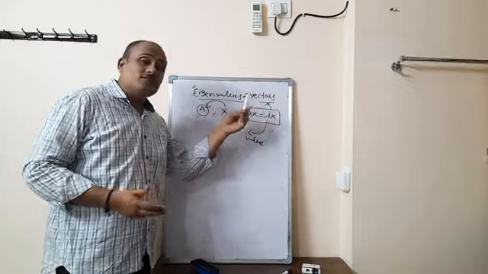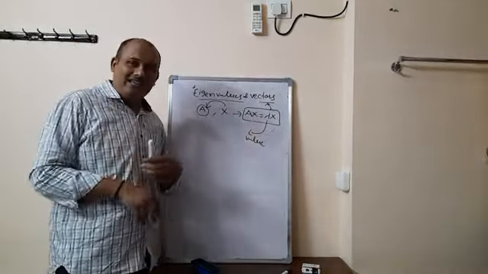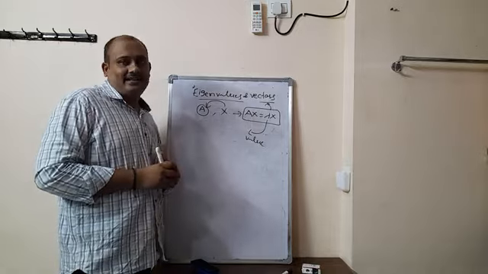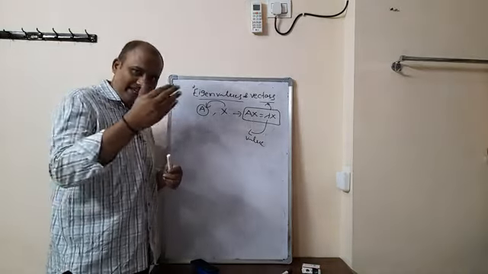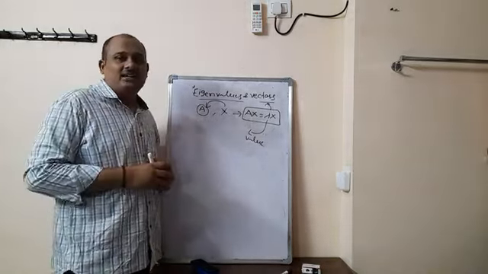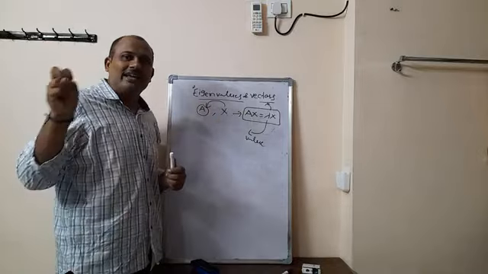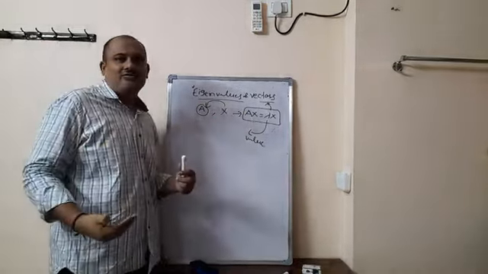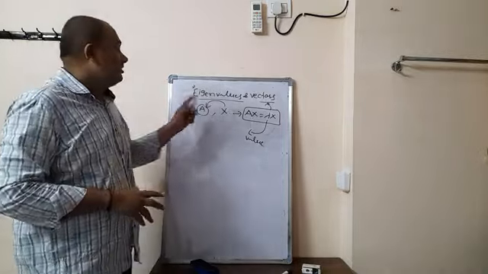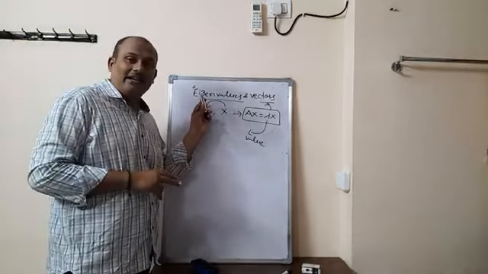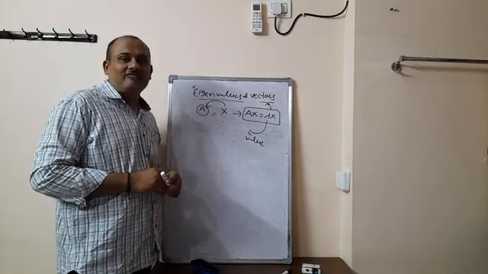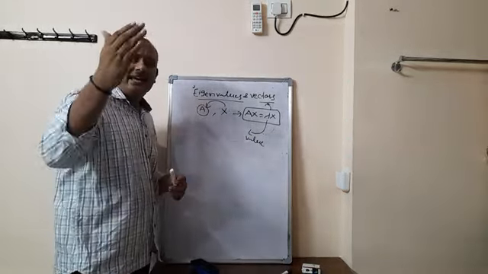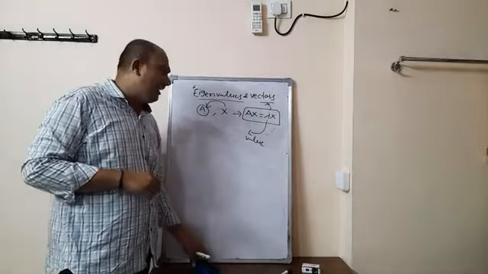These eigenvalues and eigenvectors are also called characteristic vector or characteristic root. Eigenvector, characteristic vector, both are the same. Eigenvalue, characteristic value or characteristic root. These both names are very, very important: eigenvector and eigenvalue, or characteristic vector and characteristic value.